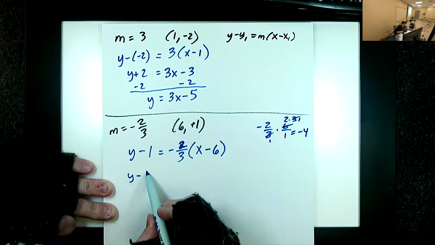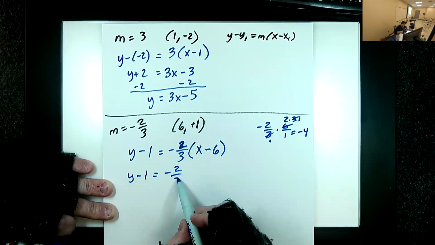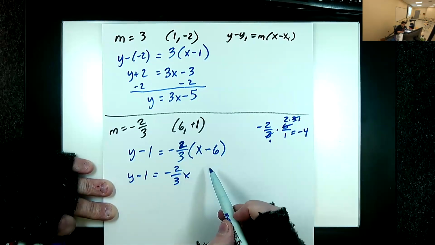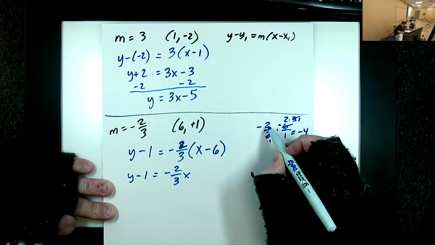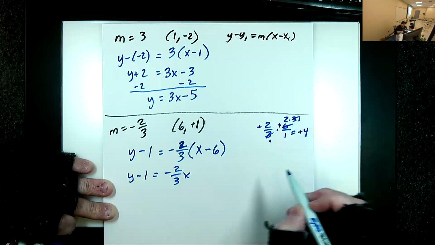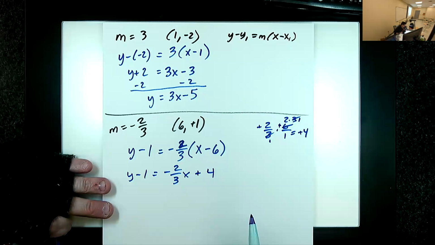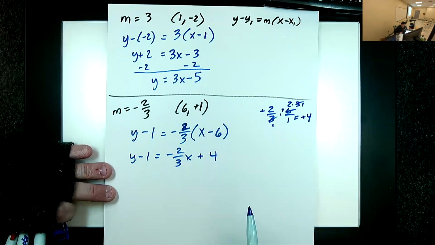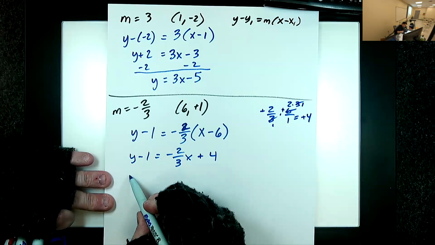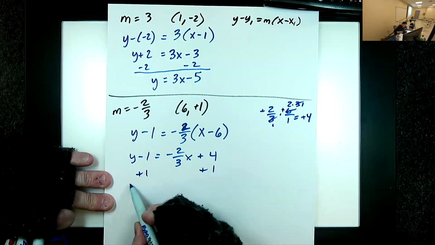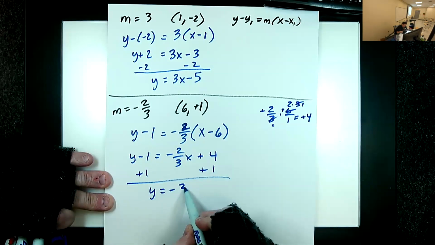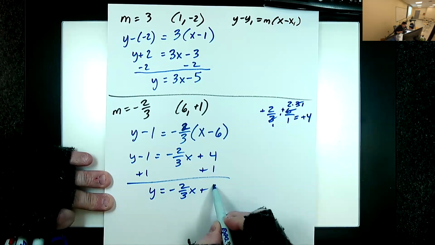So when I distribute, I have negative 2/3 x. Oh, but that was a negative also, so those negatives cancel, and I get a plus. Almost messed that up. Add 1, and you get y equals negative 2/3 x plus 5.